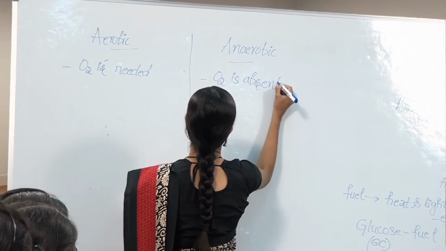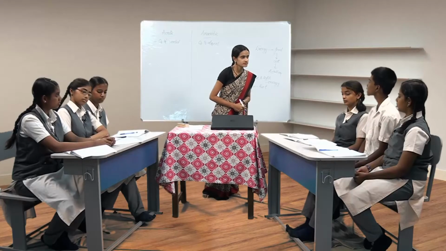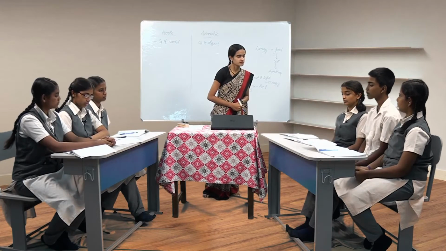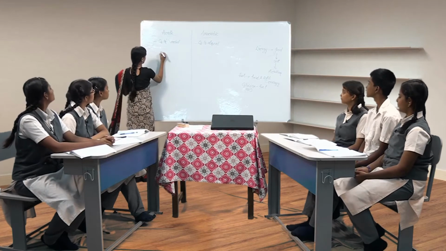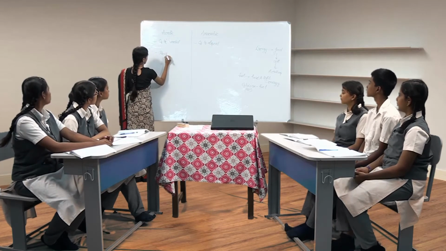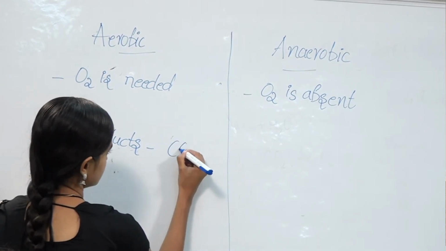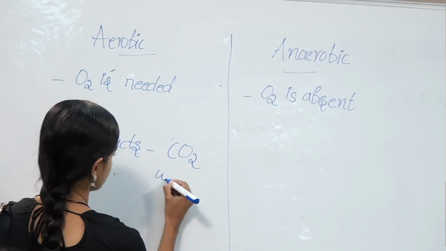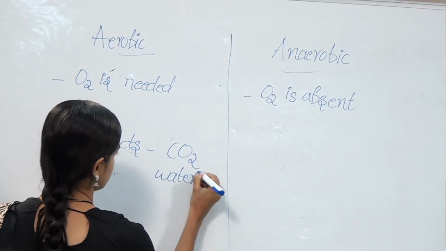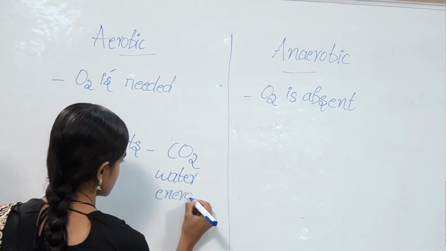Now second point in aerobic. Glucose breaks down in the presence of oxygen to produce carbon dioxide plus water and energy. Okay, so the products of aerobic respiration are carbon dioxide. You know the formula of carbon dioxide? Yes, ma'am. CO2. And then what do we get? Other products? Water, H2O. Okay, H2O, and then we get the major product, that is energy.